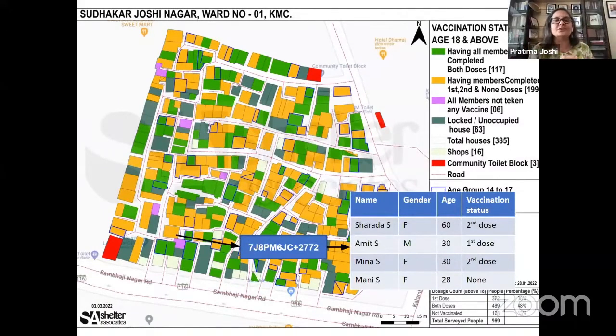And all members not taken any vaccines has reduced to 6. And this is, of course, ongoing. And if you see this, every house, if the health department needs to reach a specific house where maybe one member is just not taking a vaccine, then they know how to reach that house, because we've given them the plus codes for that house.